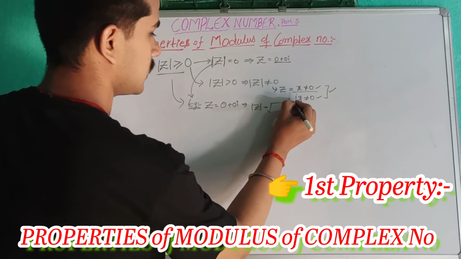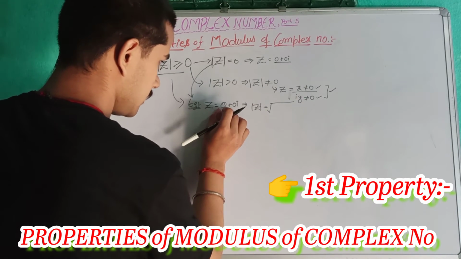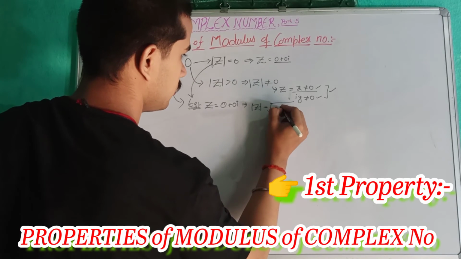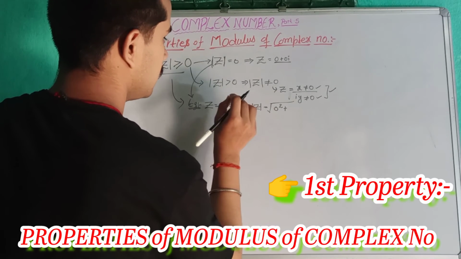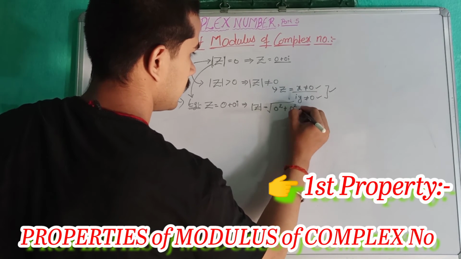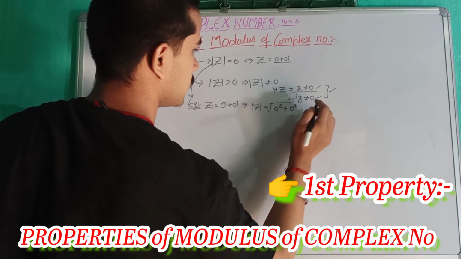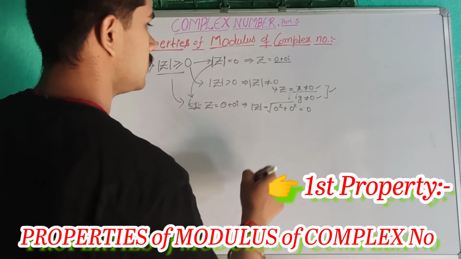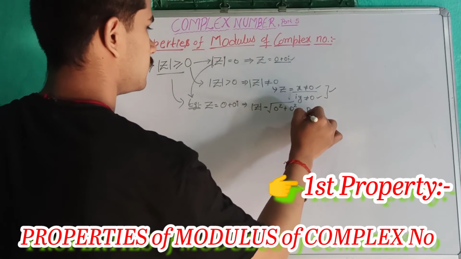What was the formula of modulus that we told? Square root of the real part squared plus the imaginary part squared. So the real part is 0, so 0 squared, plus the imaginary part squared. Imaginary part is also 0, so 0 squared. It finally becomes 0 squared plus 0 squared, which results in 0. This condition satisfies with this.